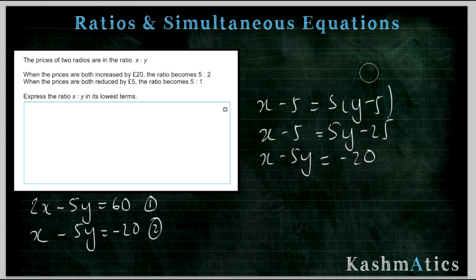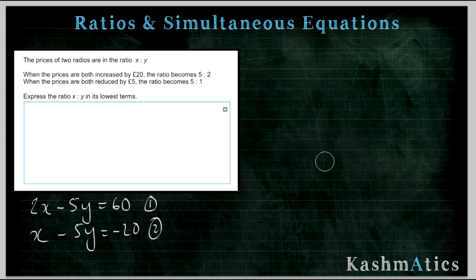Again, I'm going to get rid of this because that's where I'm going to put my working. So you've got two simultaneous equations, and what makes them easy is the fact that you've got 5y in both of them, so you just need to add or subtract. Because they're both negative, we need to subtract. But we have some other negative numbers, so we need to be a bit more careful. So equation 1 take away equation 2. 2x take away x is just x. The minus 5y take away minus 5y will cancel out. Then I've got 60 take away minus 20, so you'd add it. So you get x equals 80.